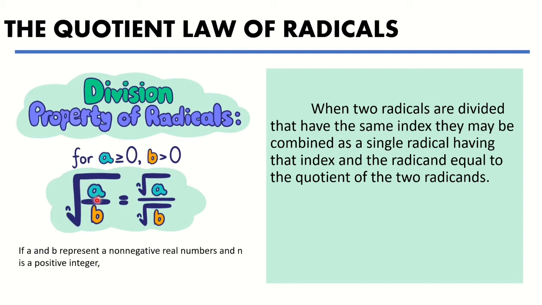we have nth root of a all over b is equal to the nth root of a all over nth root of b. So in combining two radicals, or when two radicals are divided that have the same index, like what we have here, parehas yung kanilang index, they may be combined as a single radical having the same index, and the radicand equals to the quotient of the two radicals.